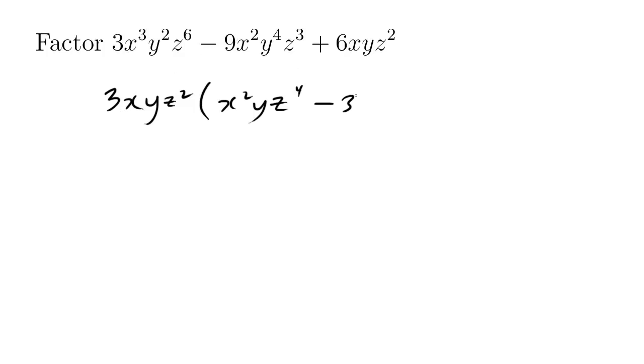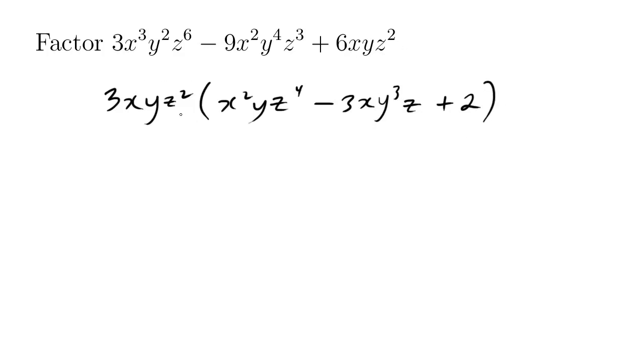X times what is x squared? We have x. Y times what is y to the 4? We have y cubed. Z squared times what is z to the 4? We have z plus 2. And then here, the x times 1 becomes x, y times 1 becomes y, and z squared times 1 becomes z squared. So 3 times 2 is 6.